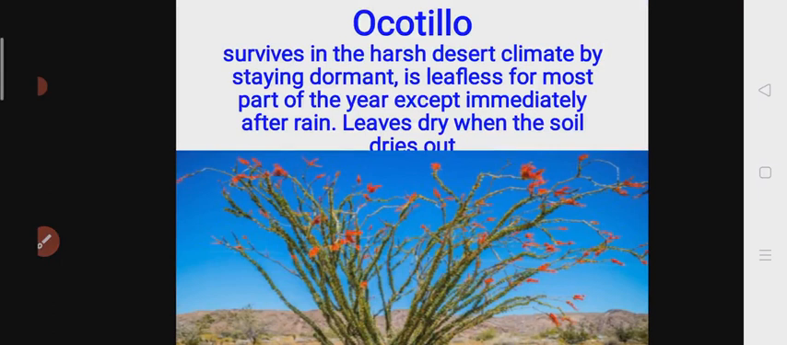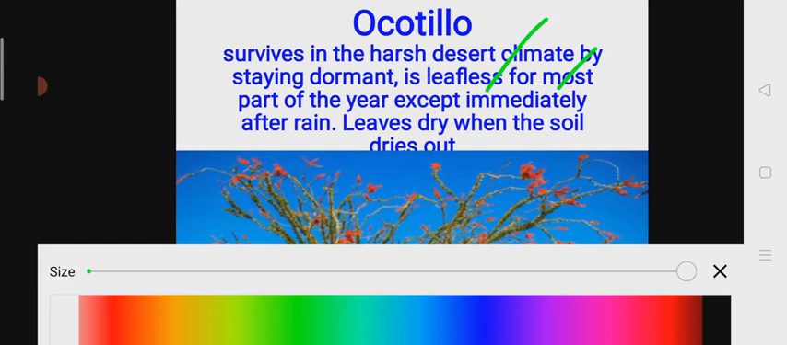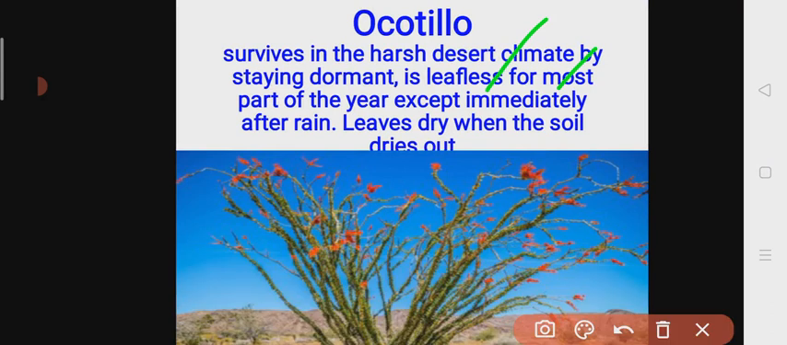Octillo. The speciality of this octillo plant is that it can survive in the harsh desert climate by staying dormant. This plant is leafless for most part of the year except immediately after rain. Means when there is rain, there will be some leaves and some flowers, but when the soil dries out, the leaves also dry. So this is about octillo.